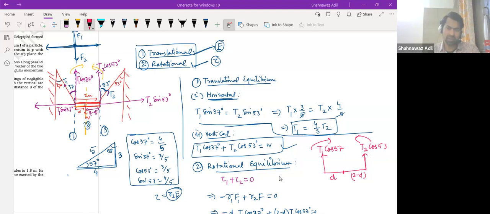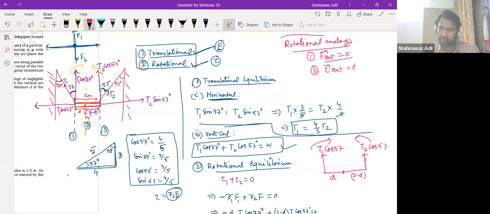The main crux of this chapter is that we will write all the rotational analogs of the motion, right? Earlier we had F net was 0, so this was translational equilibrium. Now we have rotational equilibrium, which is tau net is 0. And lastly, the angular momentum is I omega for a fixed axis.